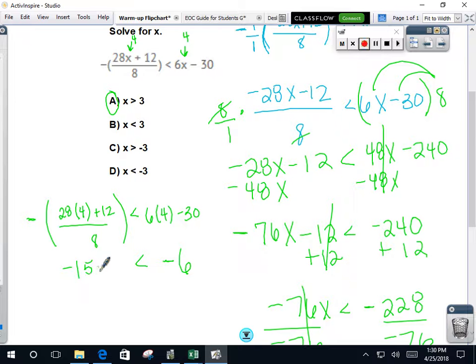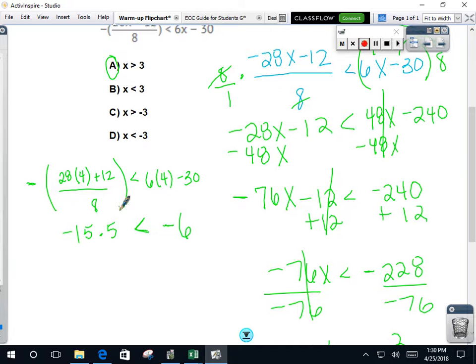So now let's read this statement. Negative 15.5 is less than negative 6. Is that true or false? True. Even though 15.5 is a bigger number than 6, when they're negative, it's actually smaller because it's further from 0, correct? So this, when you plugged in a number greater than 3, didn't it make a true statement?